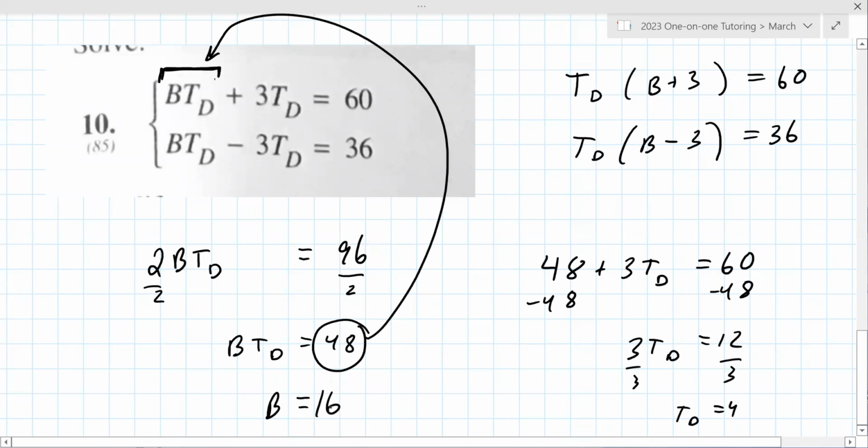Now you can also do that over here on the right, believe it or not, because when you divide the equations, the TDs cancel and you're left with B plus 3 over B minus 3 equals 60 over 36. You will get the same thing for B if you do it that way.